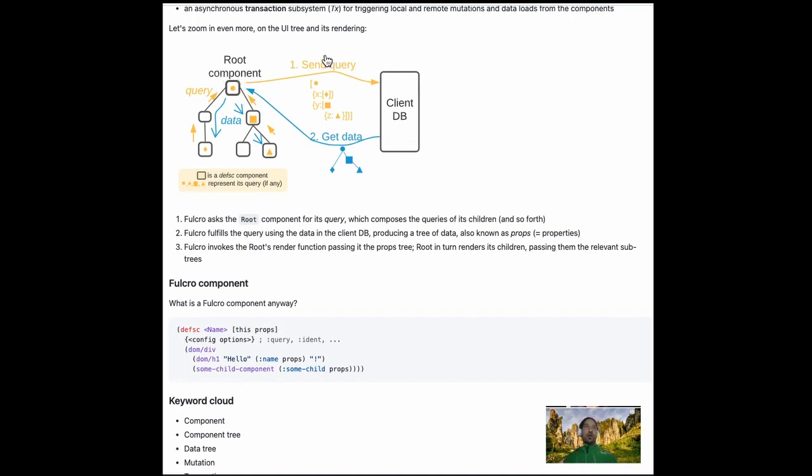This query is combined with the ClientDB, the data cache, to produce a tree of data. And the tree of data is passed to the root component as its properties, or props for short. And the root component splits the data and passes the relevant parts to the children that wanted them. And we will see how that works in practice.